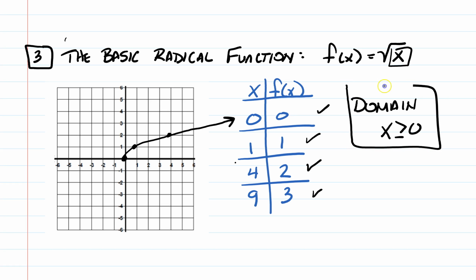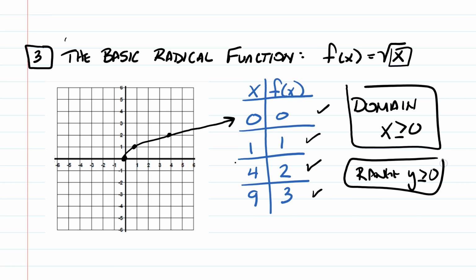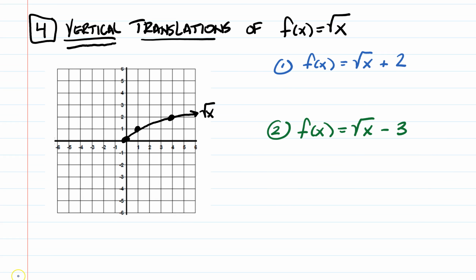So we want to make sure that we understand the domain and of course the range. If I look at all the y values, y is also greater than or equal to 0. So we want to make sure we have the domain and the range down for our basic radical function, square root of x. Okay, in box 4, we're going to talk about vertical translations of our square root function.